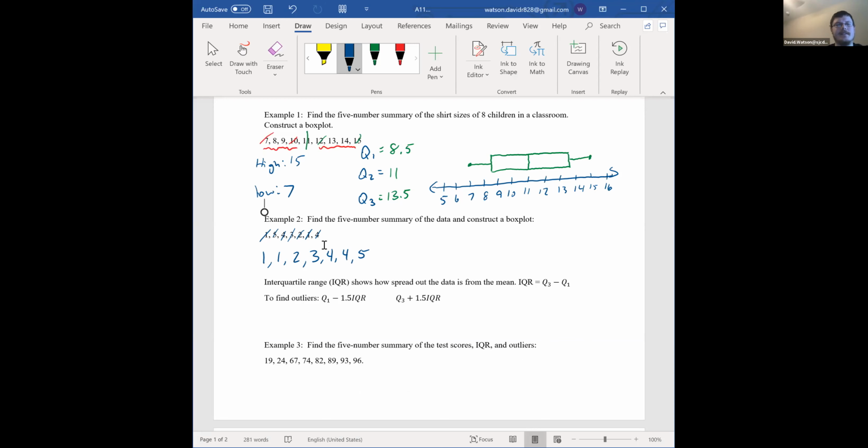All right, so 5-number summary. Our high value is 5. Our low value is 1. Those are easy to see. Then we need Q1, Q2, Q3, our quartiles.